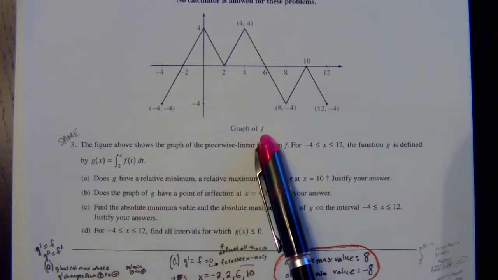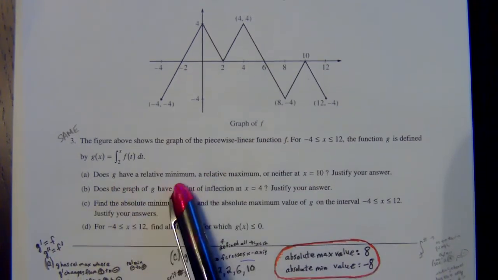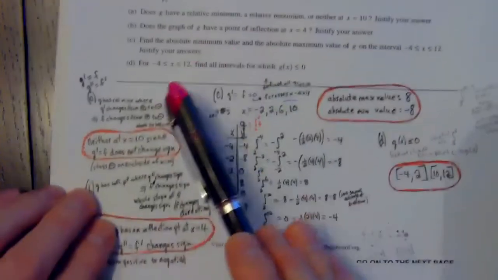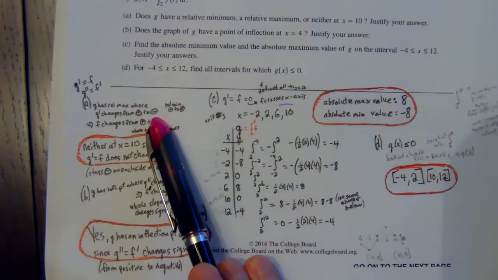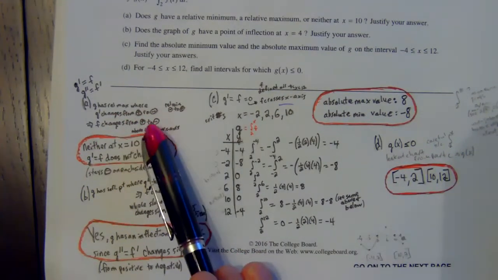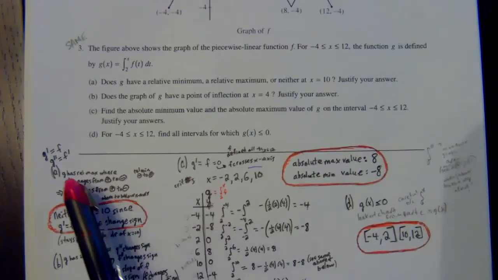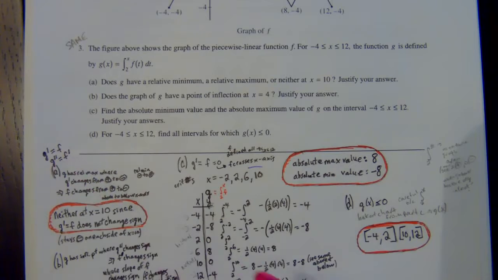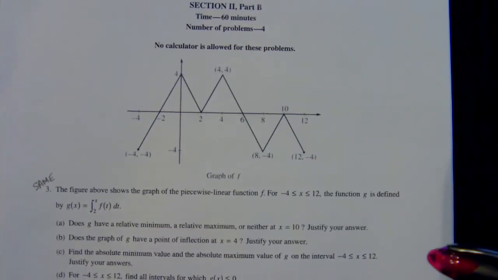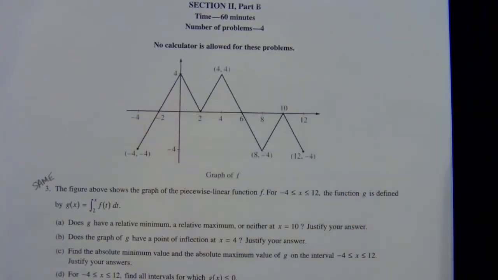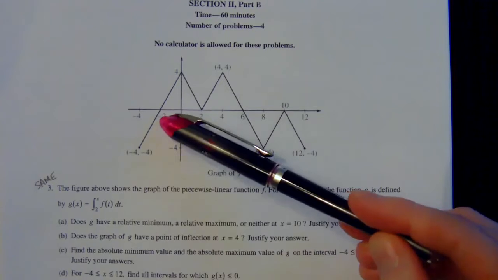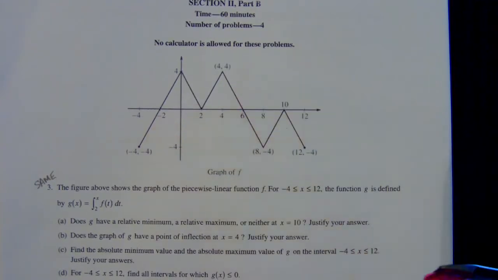So this is my G prime graph. Now G is going to have a relative max if G prime changes from positive to negative, which means f would change from positive to negative, which means this graph would go from above to below the x-axis. G would have a relative min where G prime equals f changes from negative to positive. That would be for this graph goes from below to above the x-axis. So like x equals -2 would be a relative min. X equals 6 would be a relative max.